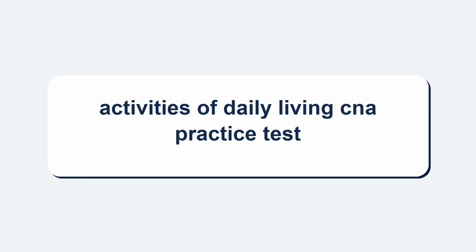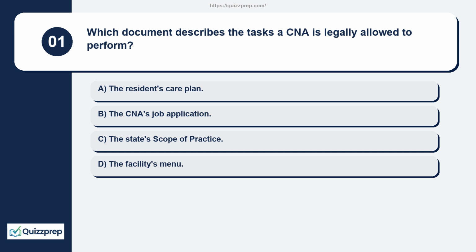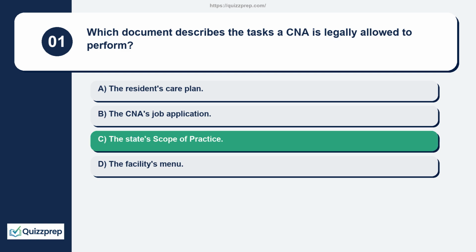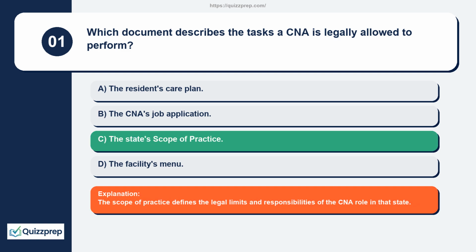Activities of Daily Living CNA Practice Test. Question 1. Which document describes the tasks a CNA is legally allowed to perform? The Resident's Care Plan, the CNA's job application, the state's scope of practice, the facility's menu. The scope of practice defines the legal limits and responsibilities of the CNA role in that state.